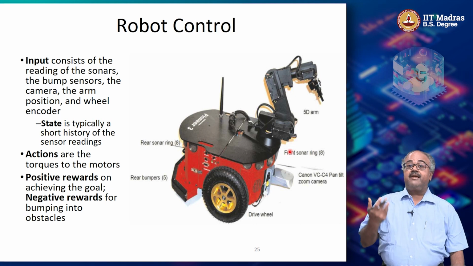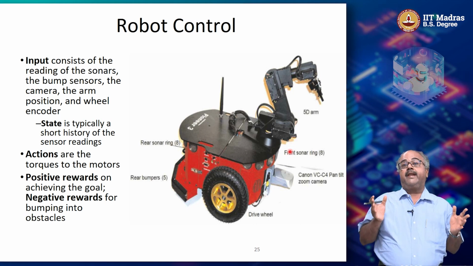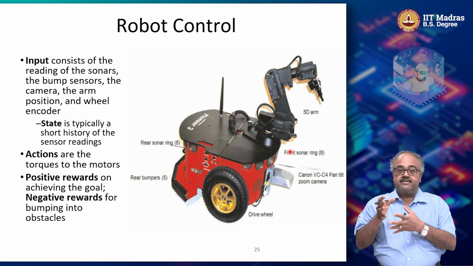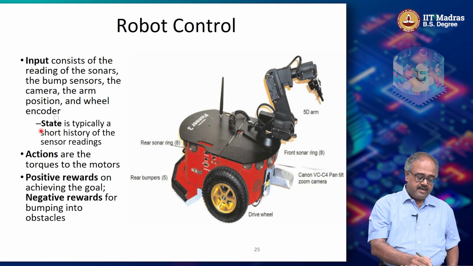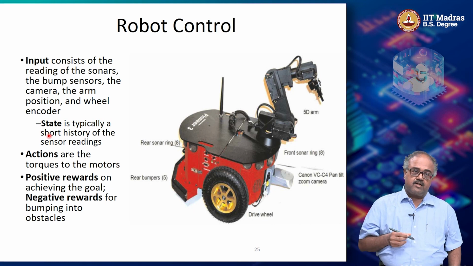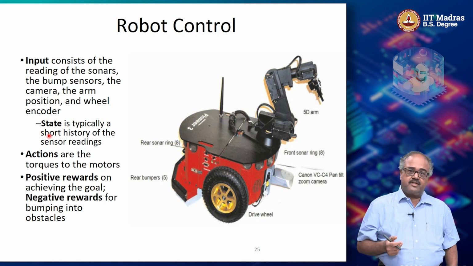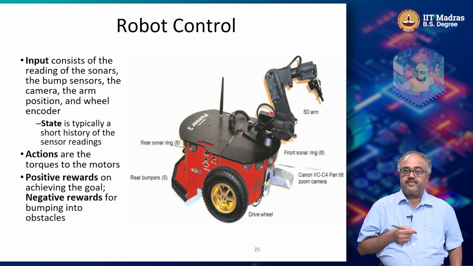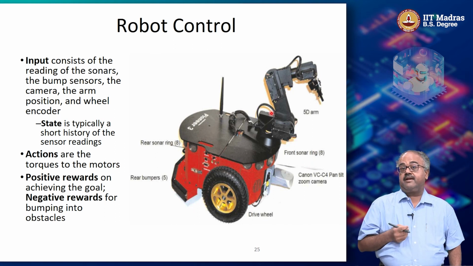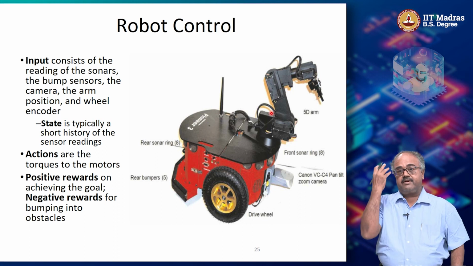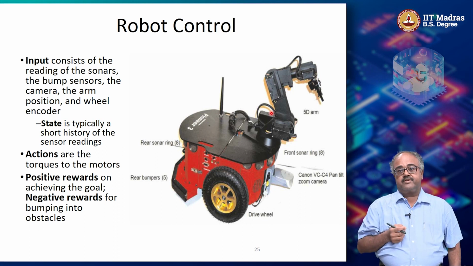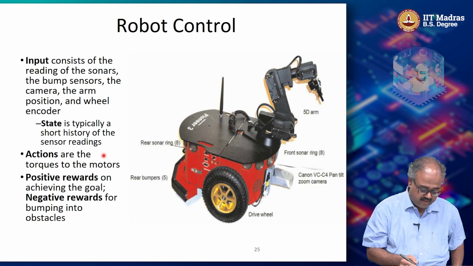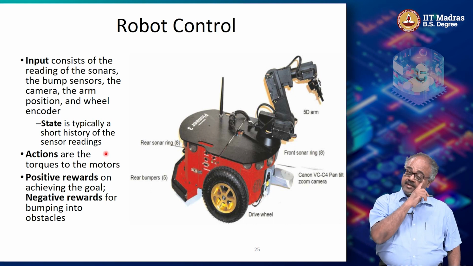And sometimes even with all these sensors, it might not constitute the state, and you might need some history. So typically the state in such robot control problems is a short history of all the sensor readings that are of interest. So it's actually not as trivial as we are making it sound. We have to think about how this is going to look, and some of this might require some discretization and so forth.